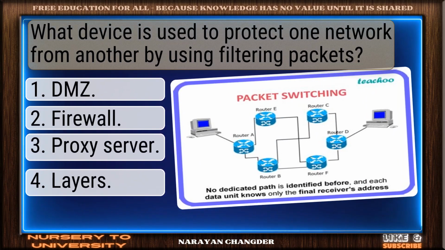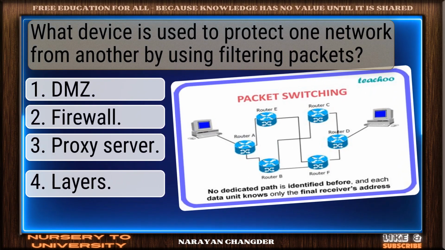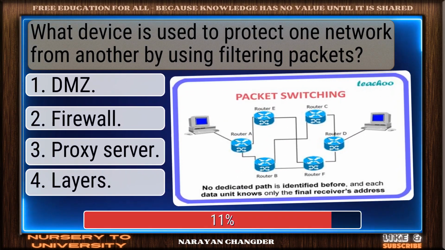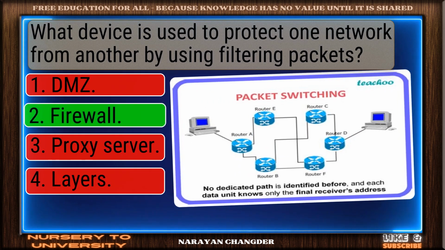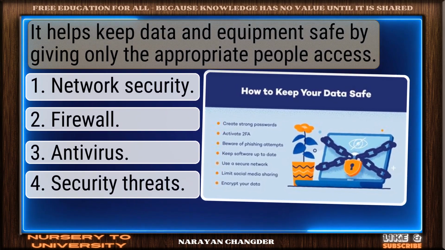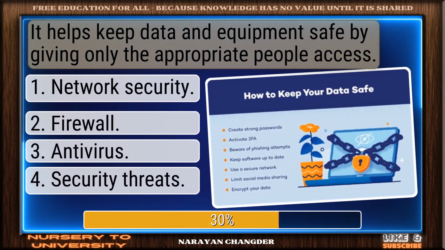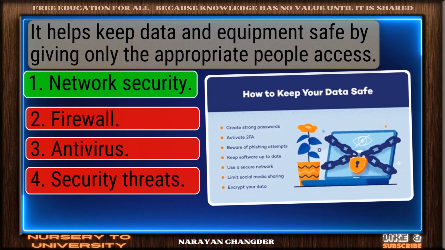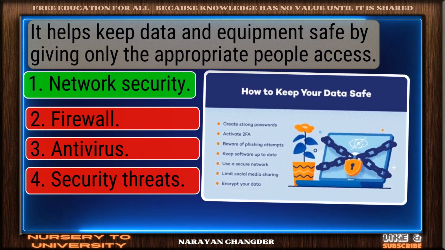What device is used to protect one network from another by using filtering packets? Well picked. Firewall is correct. It helps keep data and equipment safe by giving only the appropriate people access. Well reasoned. Network security is correct.